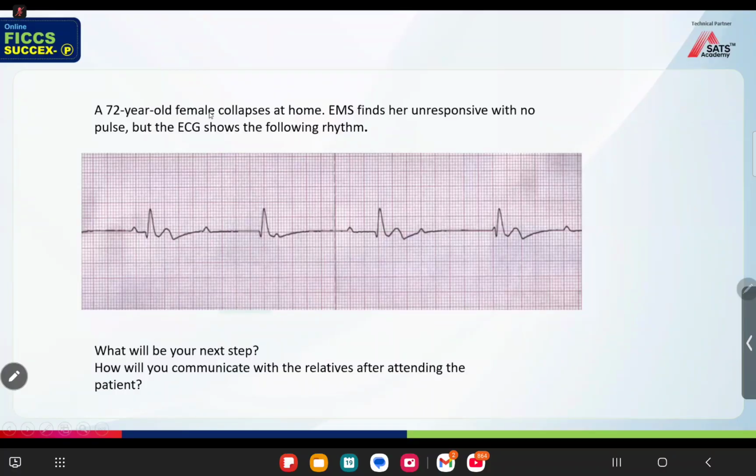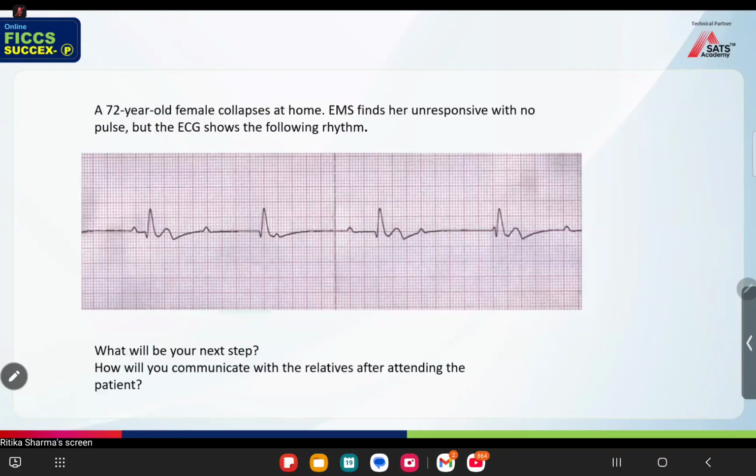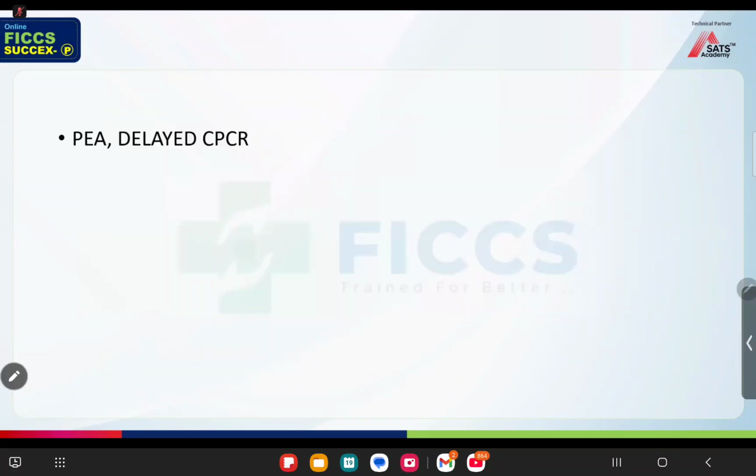So this is a female who collapses at home, unresponsive with no pulse. So this is pulseless electrical activity. Our next step is CPR, but definitely we have to communicate with the relatives because the patient has collapsed at home. 72-year-old female patient, we are expecting some downtime. So outcome may not be very great.